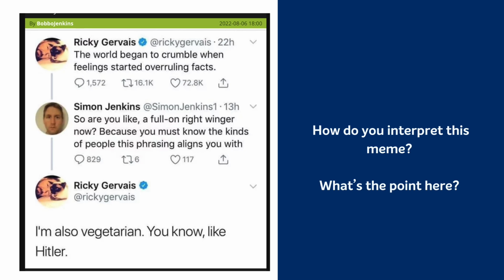Okay, Renee, this is a complex text. Let's analyze this meme. How do you interpret it? What's the point here? For me, the context is somewhat ambiguous, so I'm confused.